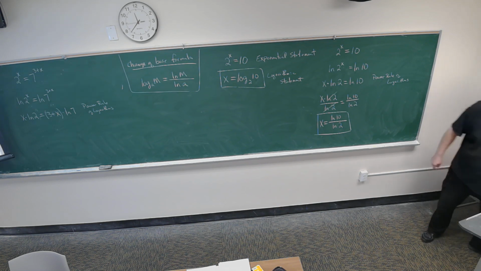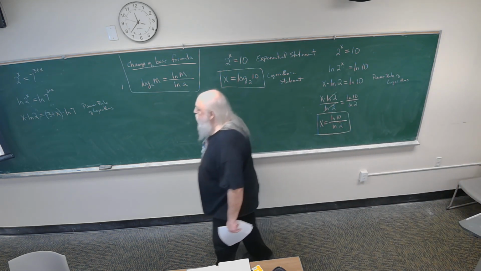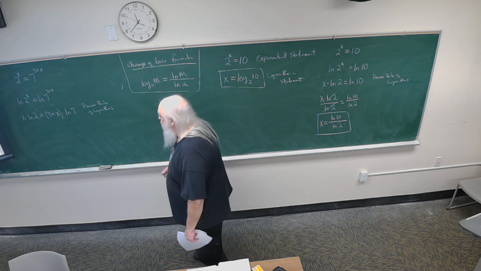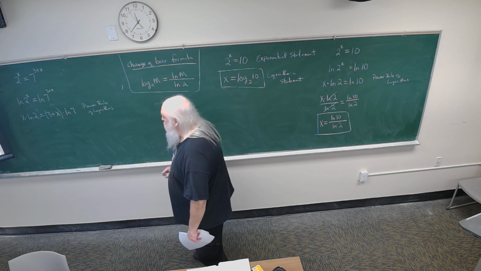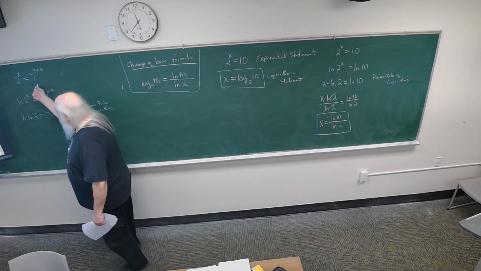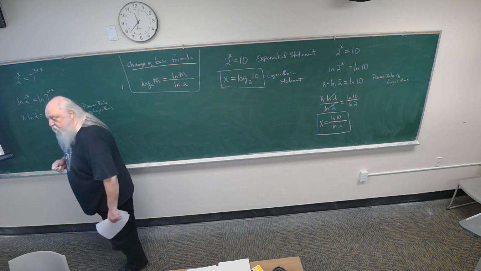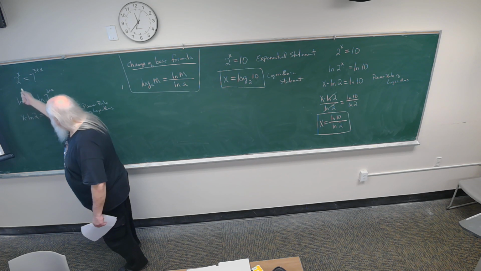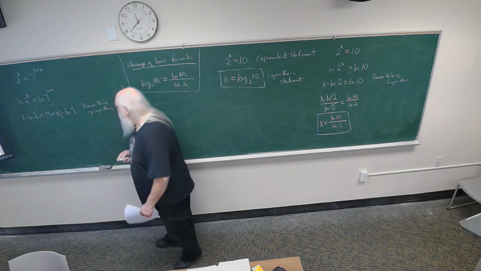Put it back up just to remind you, okay? So this exponential equals this exponential, so I can make them arguments inside the natural log function. Okay? And take the natural log of both sides. And then I apply the power rule.